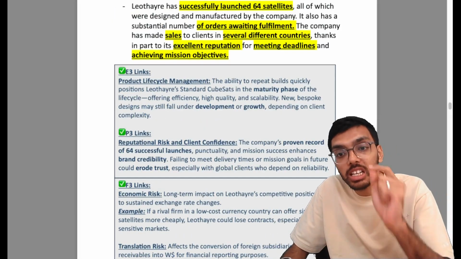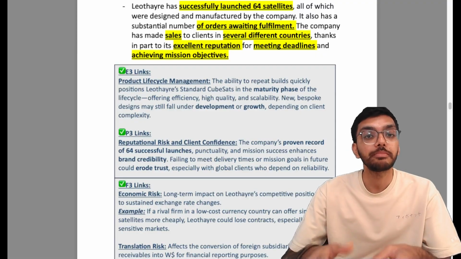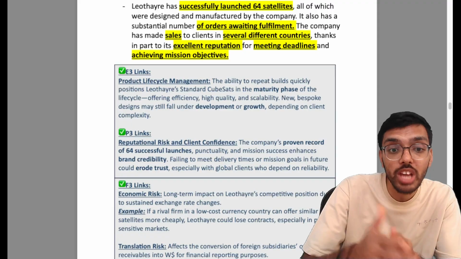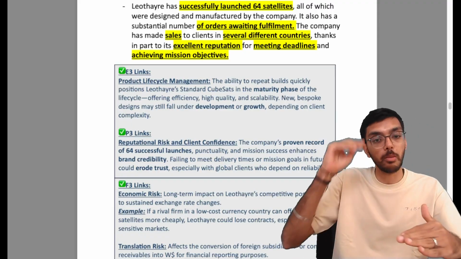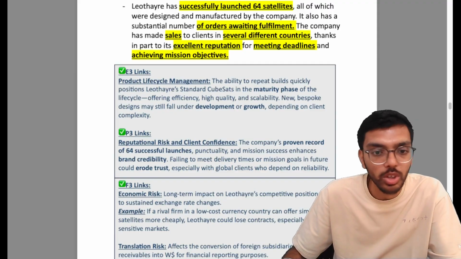Very, very prevalent in this exam, or rather top issue, is going to be economic risks, or rather financial risks, split into economic, transaction, translation risk, or rather currency risk, whatever you want to name it as.